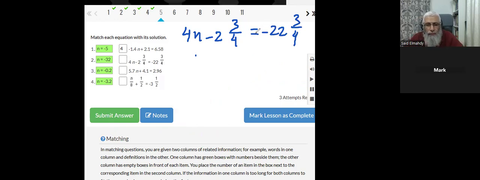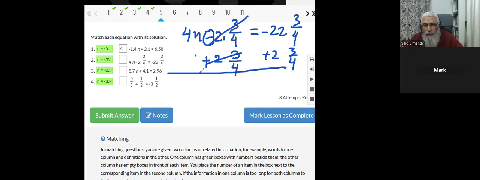Step number one. Subtract. It is already negative, so you should make it an improper fraction. No, add. Add, not subtract. The opposite of subtraction is addition. So add 2 and 3 over 4.